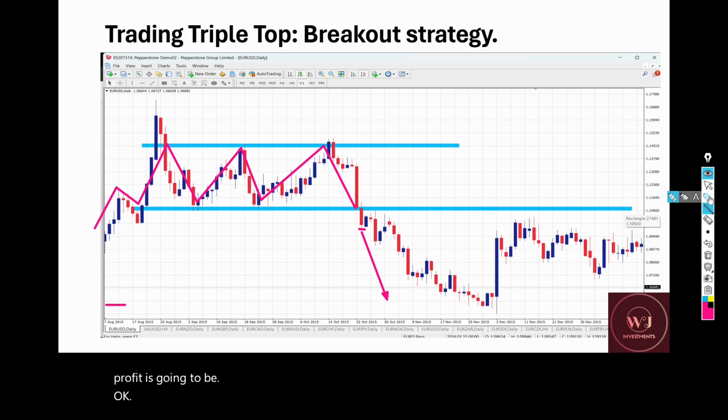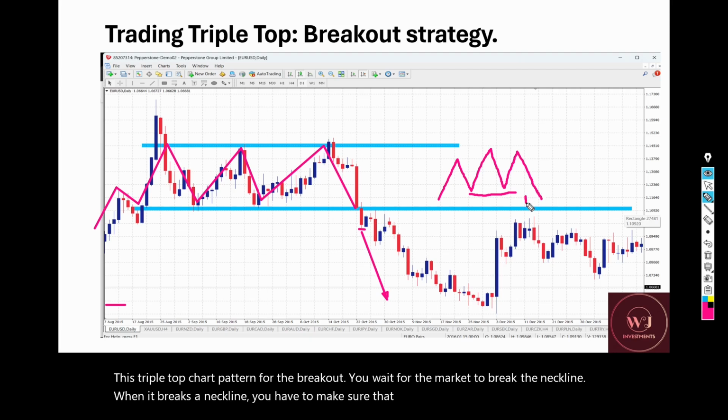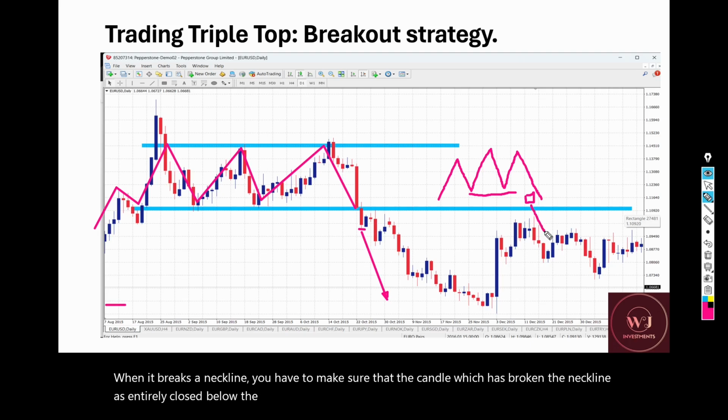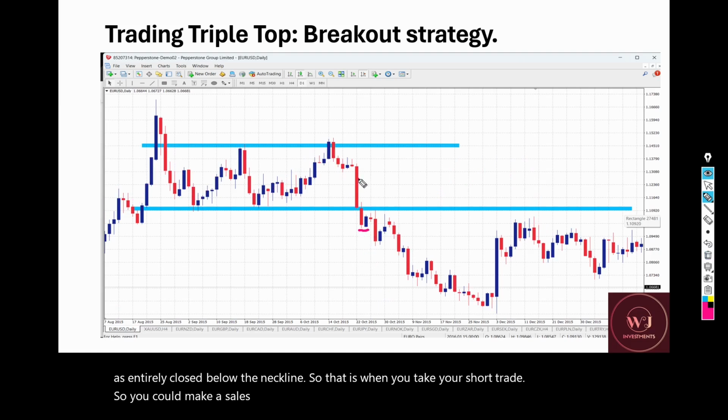So once again, if you are trading this triple top chart pattern for the breakout, you wait for the market to break the neckline. When it breaks the neckline, you have to make sure that the candle which has broken the neckline has entirely closed below the neckline. So that is when you take your short trade. So you could make a sell stop order from here, and then you put your stop loss at 1.5 of the ATR indicator.